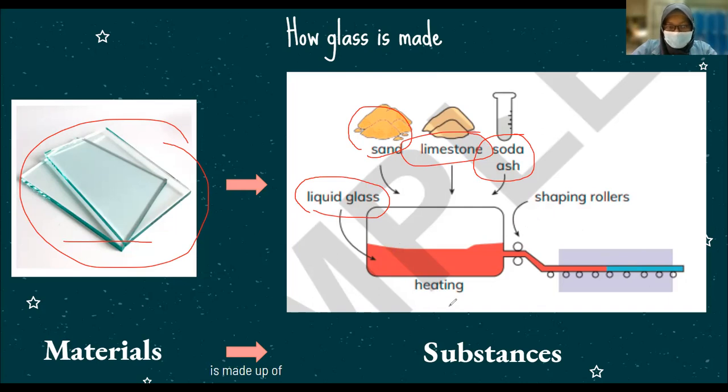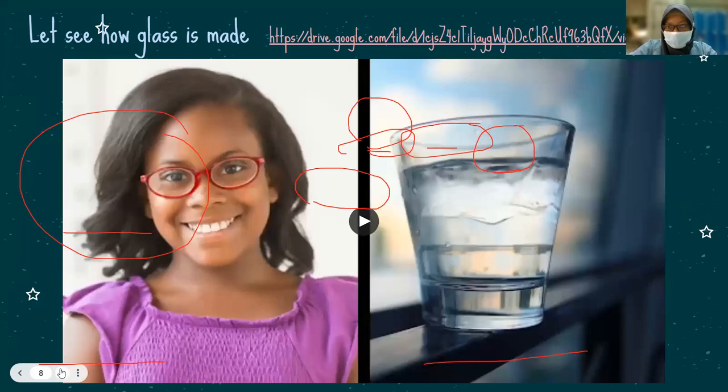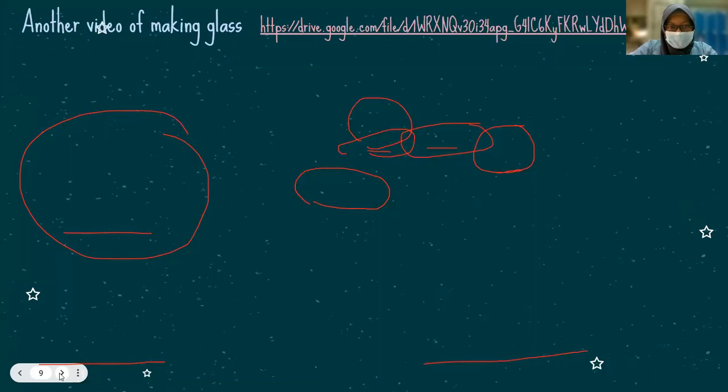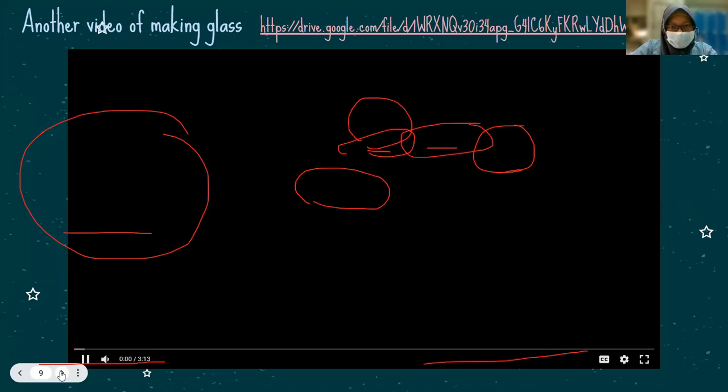The point is that these materials, or the glass, are made up of different substances such as sand, limestone, and soda ash. We know that sand and limestone are solid, and soda ash is a liquid. So substances can be solid, liquid, or gas. For the video, you can watch it on your own. I provide 2 videos about making glass.